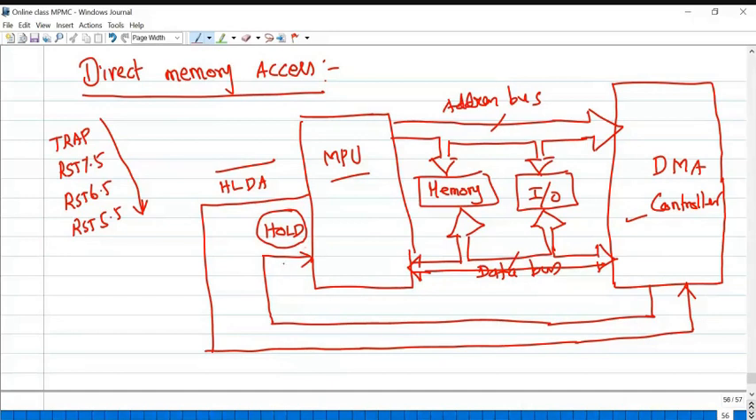Whenever the hold pin is high, the microprocessor completes the current execution and relinquishes the address and data bus to the DMA controller. It loses its control of the address and data bus. The DMA controller will take over the charge of the address and data bus. This is very important.